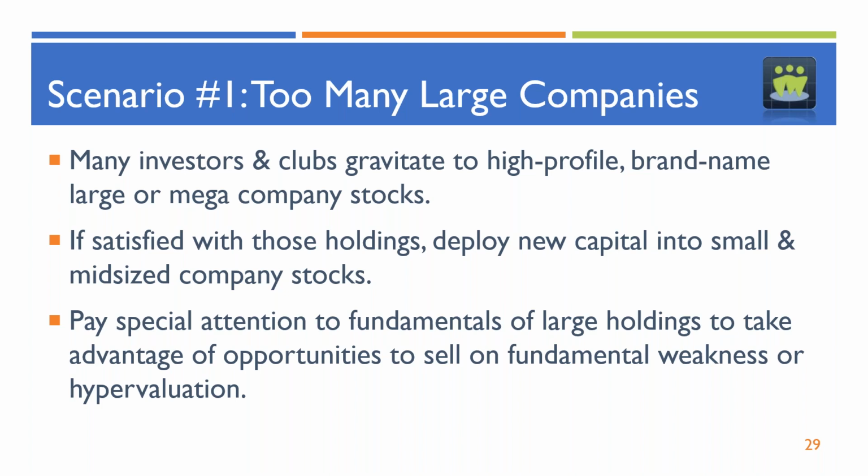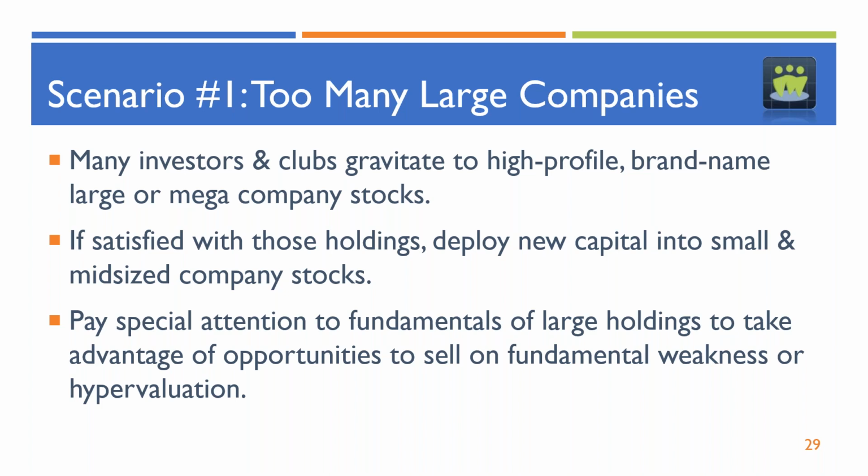So let's talk about scenario number one, where you own too many large companies. This is not uncommon in an investment club. Many investors and clubs gravitate towards the brands you know, the products you use, the stores you shop at. As a result, investors have confidence in those high-profile, brand name, large or mega company stocks. I don't think I need to name them. You know who they are. And the problem is that you become overloaded in those large holdings, and that's going to actually drag your growth down, because those are not going to be the fastest growing or highest total return candidates in your investing strategy.